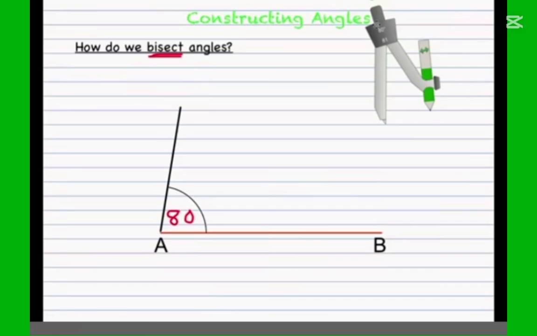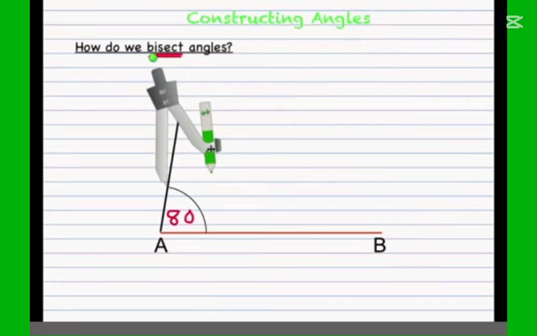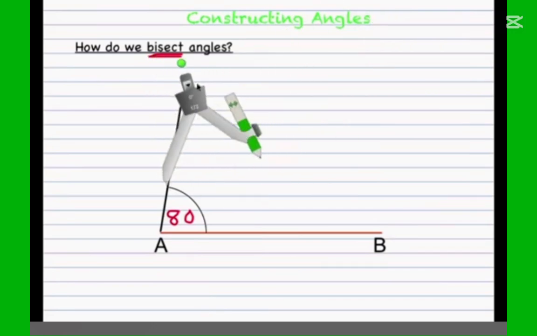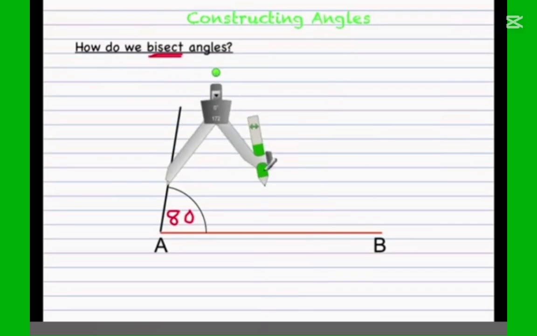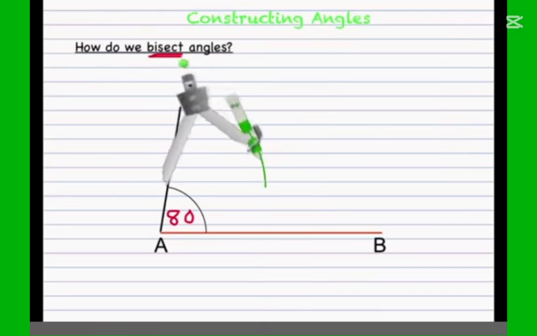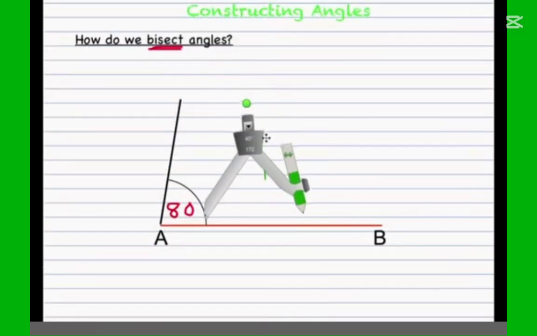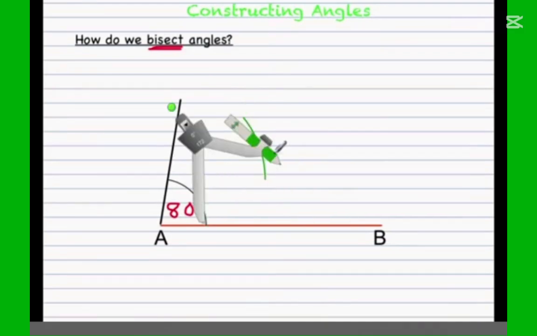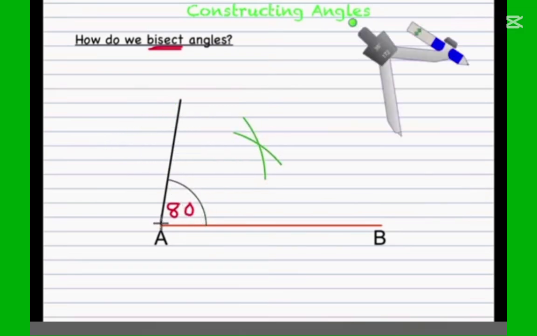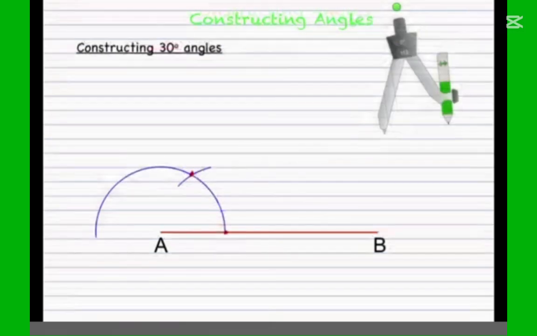So I'll put the tip of the compass to the top part of the angle, open it up a bit, and create an arc just halfway between the angle. Then I'll pick the compass up again, ensuring that I keep the width of it the same, and move it to the bottom part of the angle right here, and then create a new arc which cuts the first one. Then connect a line from the point A through the intersection of those two arcs, and the resulting angles are exactly a half of the original one.